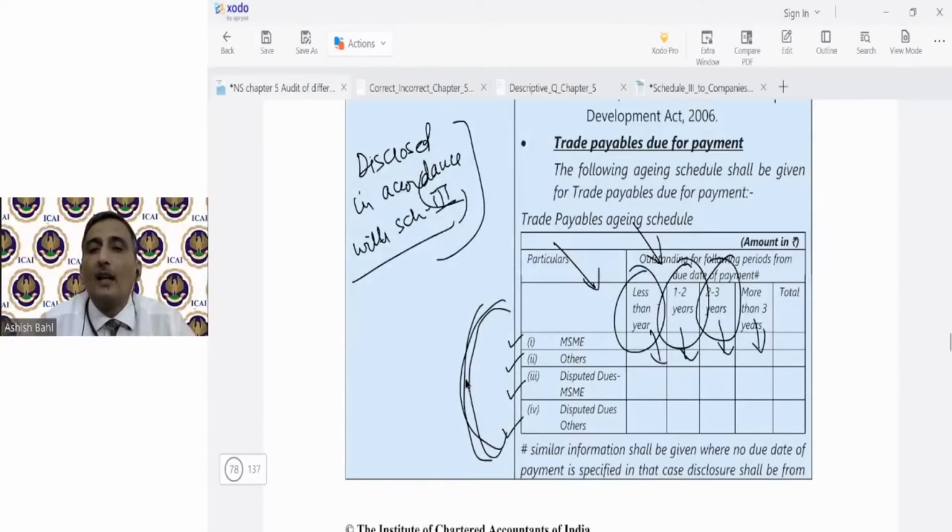So what were dues pertaining to MSME? What were dues pertaining to others? And if there are disputed dues, then these have to be disclosed separately. Disputed dues pertaining to MSME and disputed dues pertaining to others. Okay.